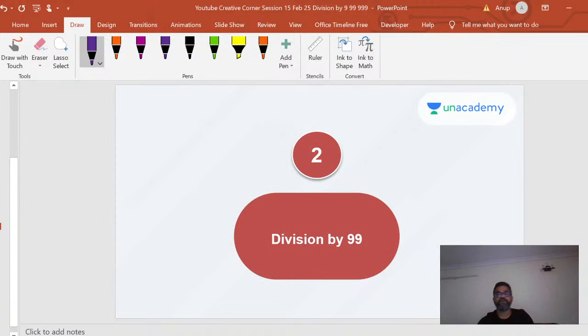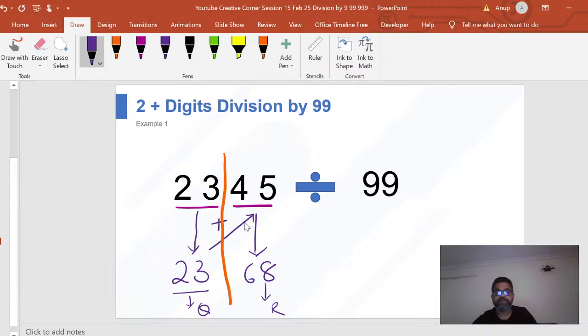So same pattern for 99. You will make pairs of 2 because it is 2 digits here. You make pairs of 2. Bring this whole number down, 23. 23 you add to 45, you get 68. So that's your quotient and this is your remainder, right?